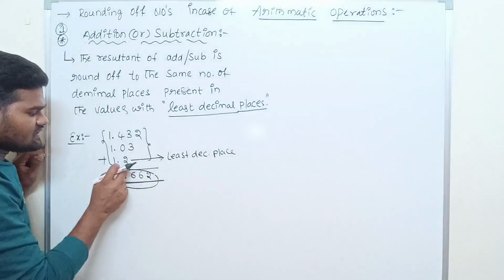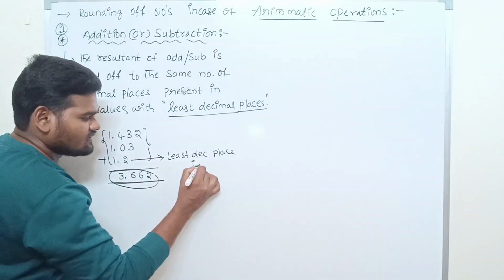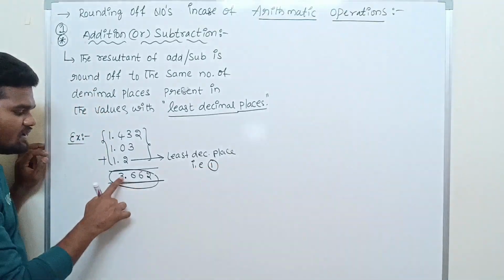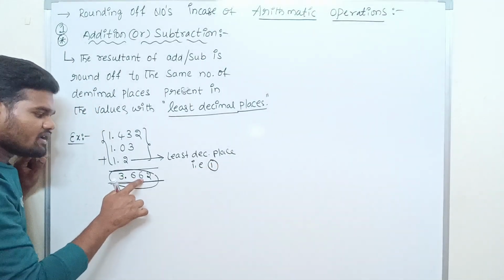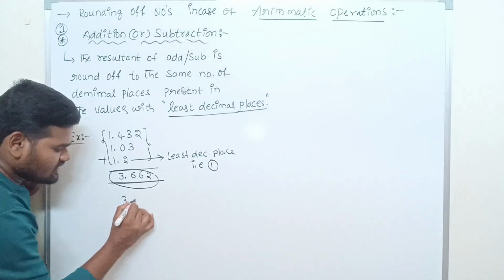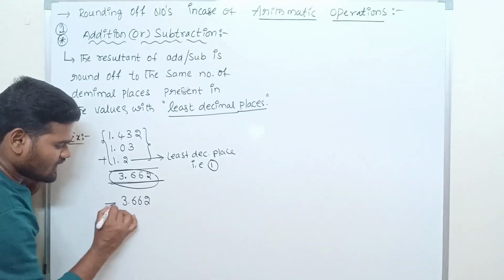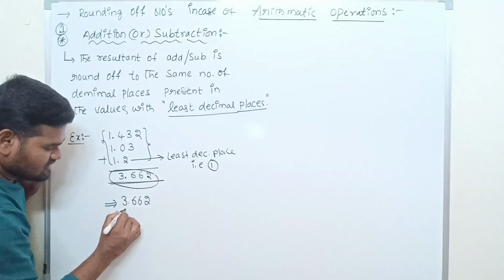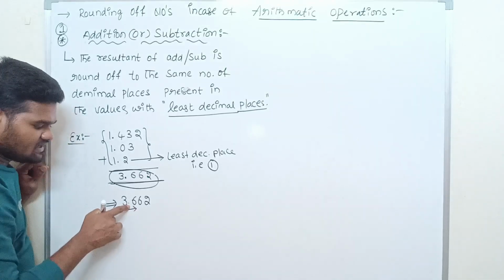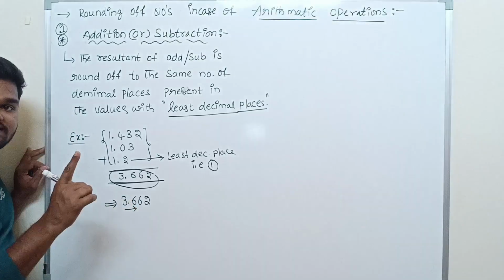What is the decimal place of this 1.2? It has 1 decimal place. Now we have to round off 3.662 up to 1 decimal place. See, 3.6: 6 is the first decimal place.